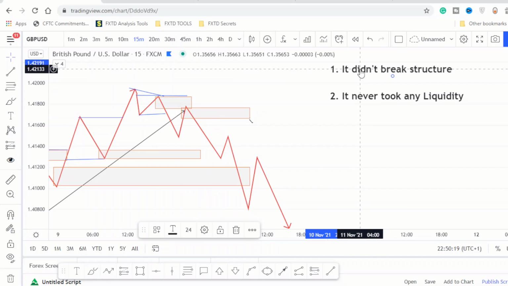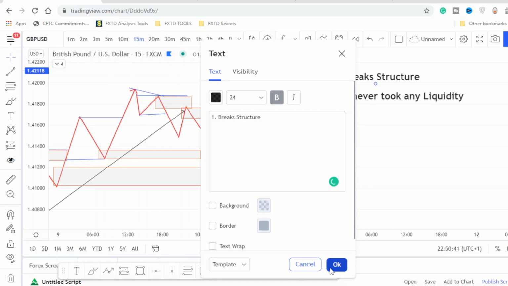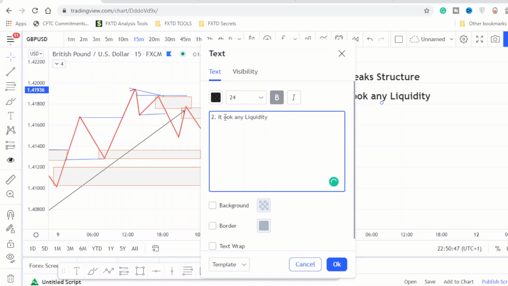Let me show you what to look at for the best order block to actually get. Ensure the order block breaks structure. Then number two, ensure that the order block took out any liquidity.